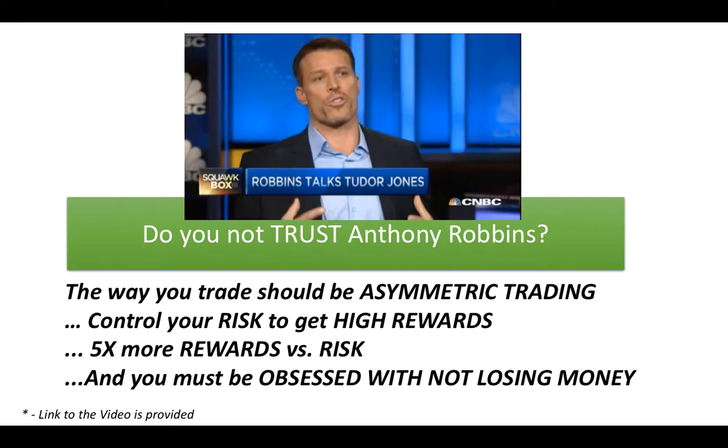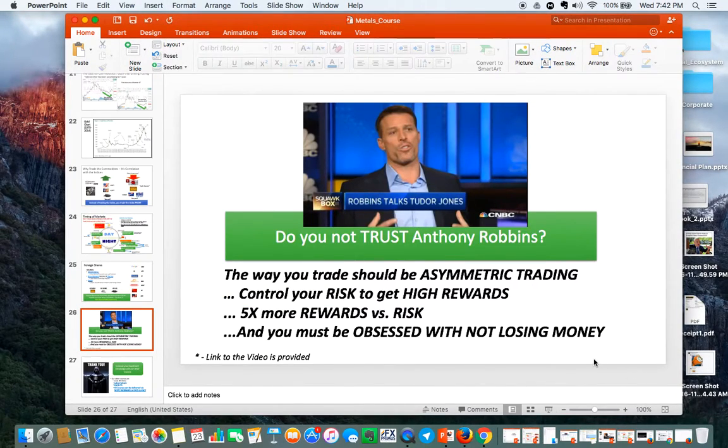Now, here is Anthony Robbins, and I would like to end this course with a good video by Anthony Robbins, who teaches us how to trade. His way of trading is usually asymmetric trading. And what is asymmetric trading? Well, first you've got to control your risk to get high rewards. You've got to be obsessed with not losing money, and you make sure that whenever you go into a trade, if you make money, you can make 5 times what you lose. That will pretty much assure you that you're not going to lose a lot of money. This is very important when you are trading. So let's go and see the video by Tony Robbins.